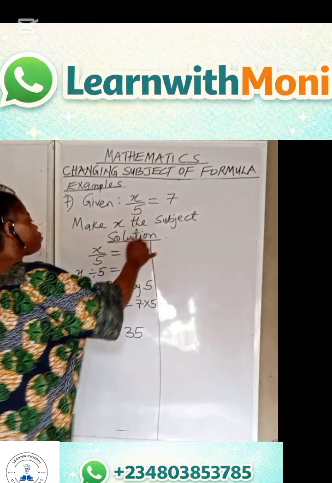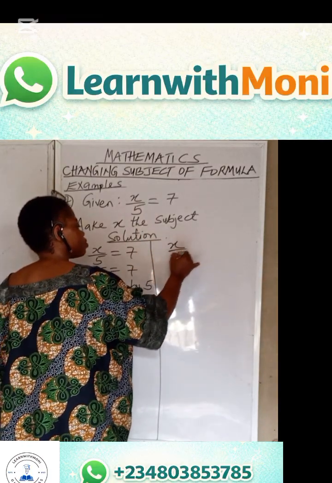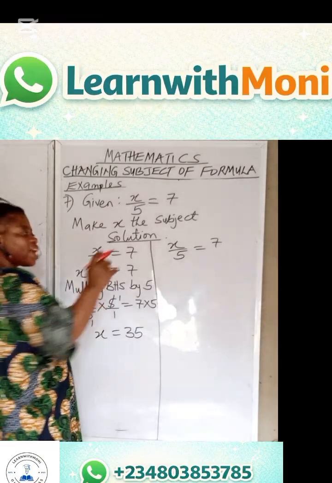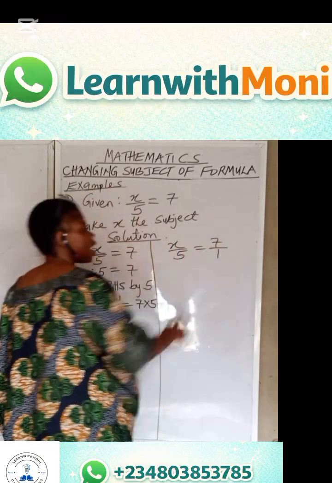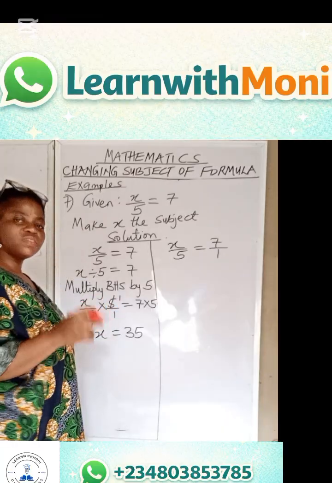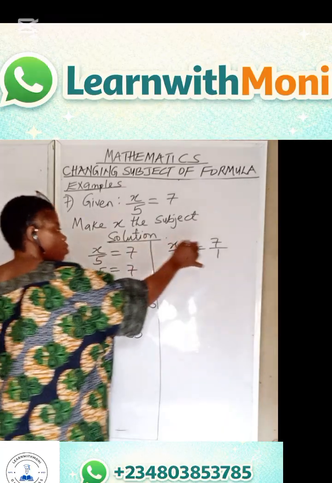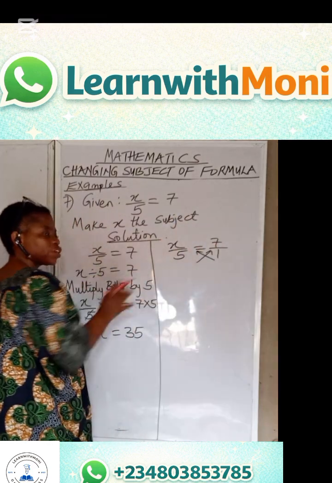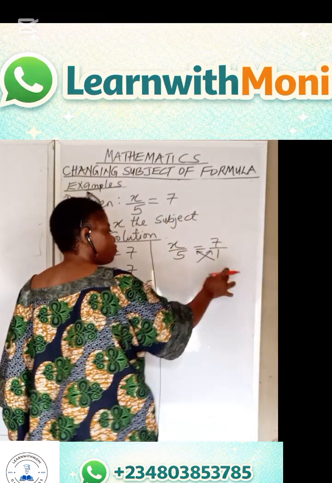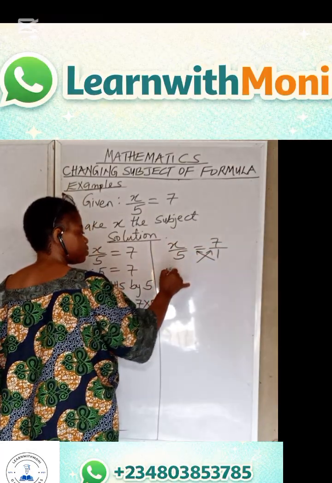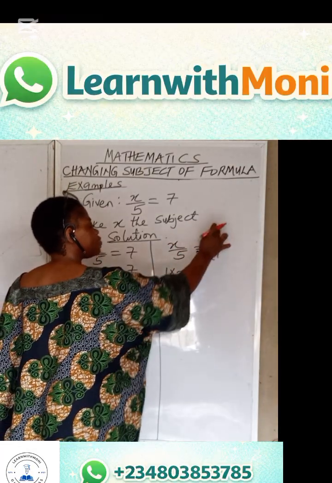The second way of doing this is to represent 7 as a fraction, as 7 over 1. At this point, we can simply cross multiply both hand sides, because we have a single fraction on the left and a single fraction on the right. This means 1 times X equals 5 times 7.